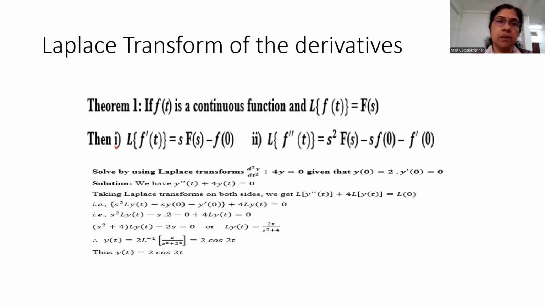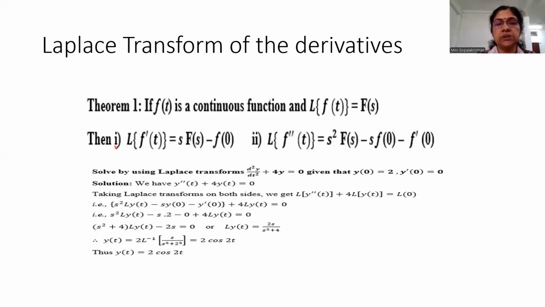Now, why are we studying this? We are studying this to solve the ODE problem. So here we have an ODE problem, d square y by dt square plus 4y equal to 0. We can use Laplace transform to solve this ODE. The initial conditions are given. The functional value at t equal to 0 is 2, and y dash 0 is equal to 0.